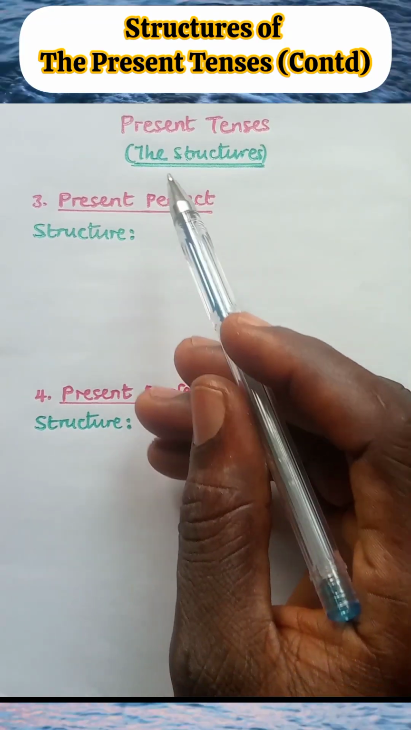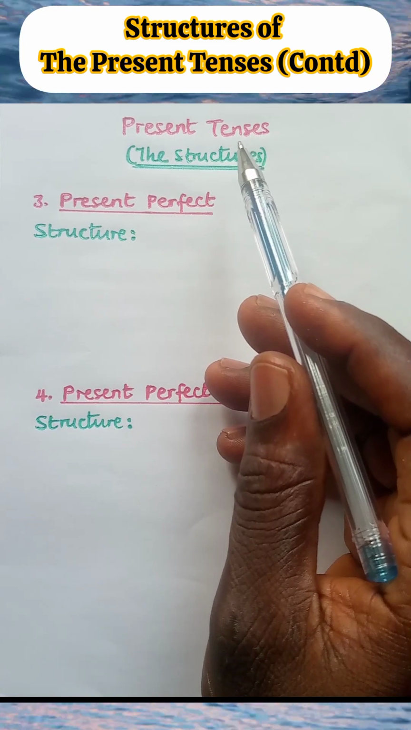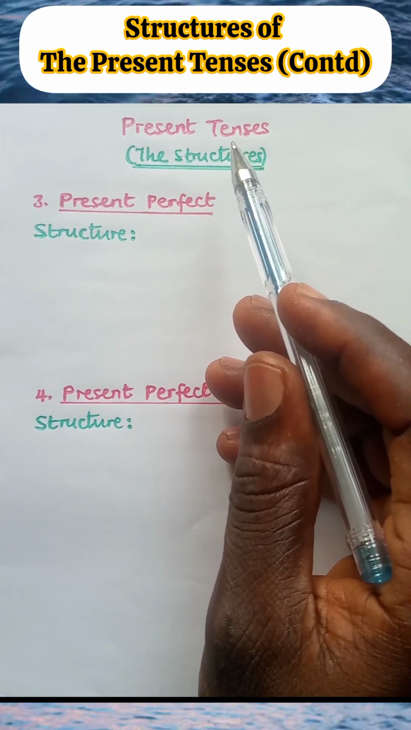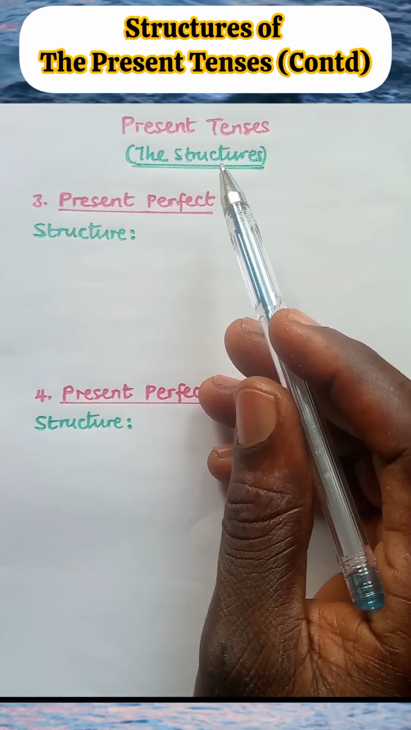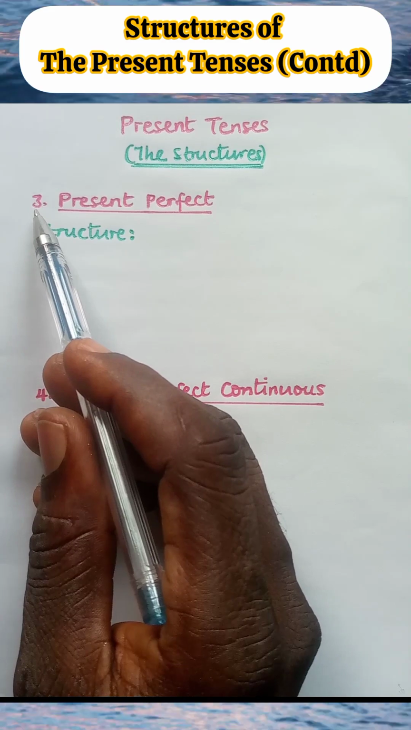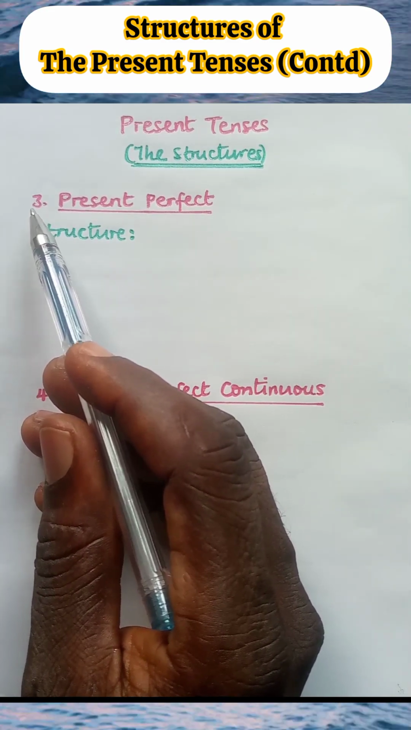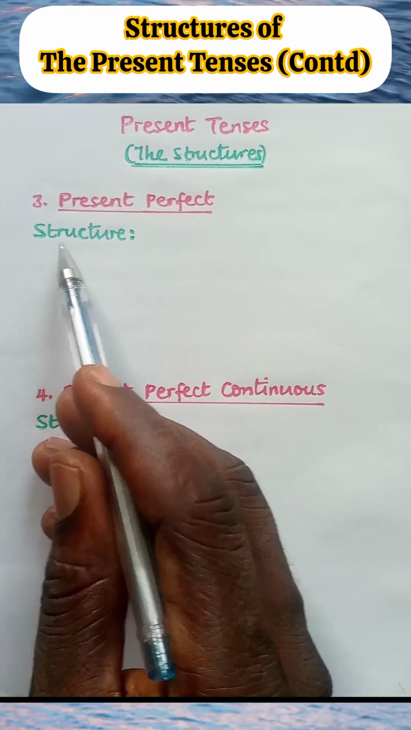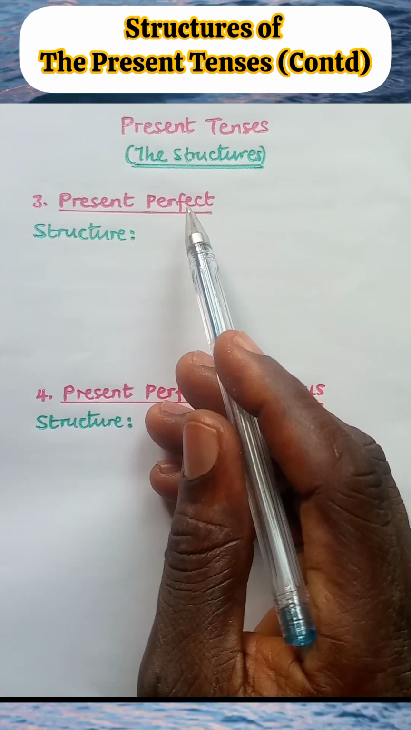We are still on the structures of present tenses. In a previous video, we talked about the structure of the simple present tense and the structure of the present continuous tense. In this video, we are looking at the present perfect and the present perfect continuous tense. Now, let us start with structures of the present perfect tense.